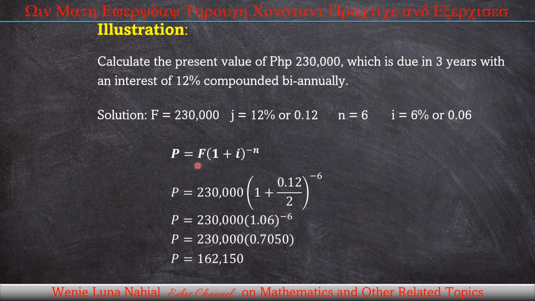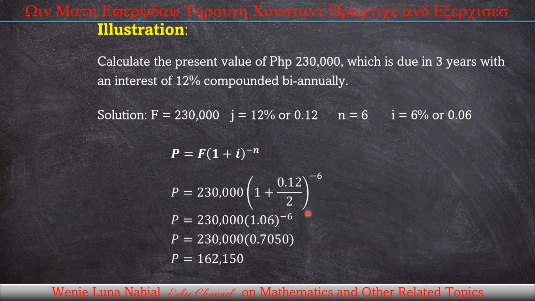So following the formula, we have the uppercase letter P equals the uppercase letter F times the quantity 1 plus i raised to negative n. So all we have to do is substitute the uppercase letter F by 230,000. Then we have here 0.12 divided by 2, because we are going to get the interest per compounding period, then raised to negative 6. Then this 0.12 divided by 2, that is 0.06, plus 1, that is 1.06 raised to negative 6.